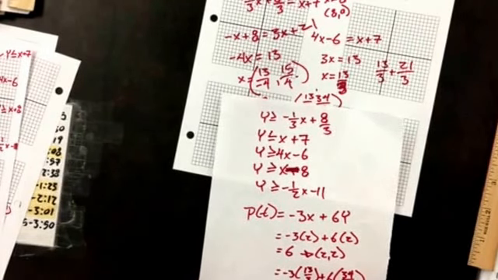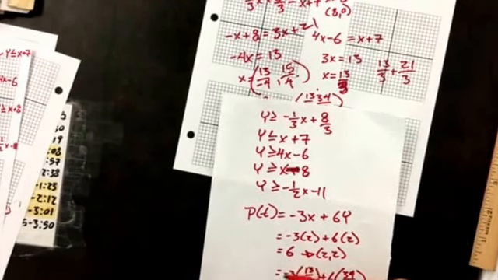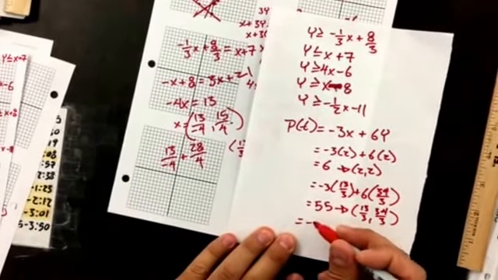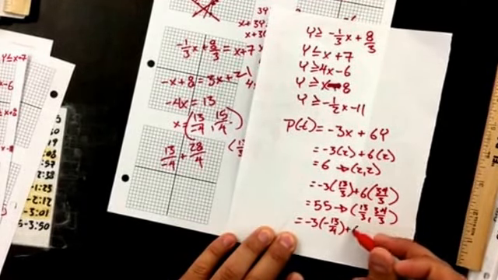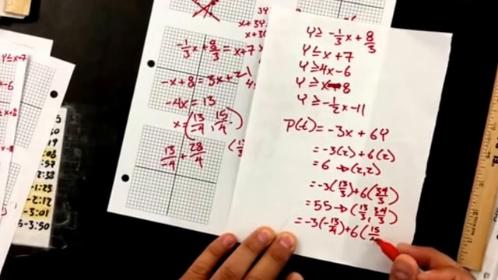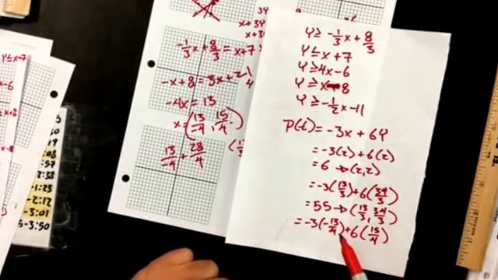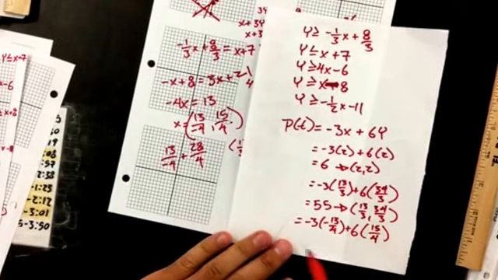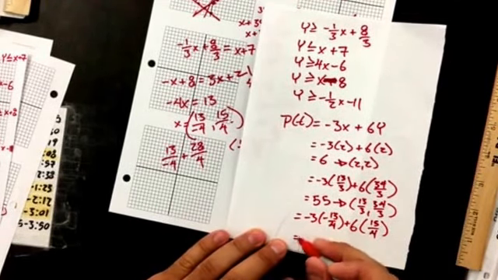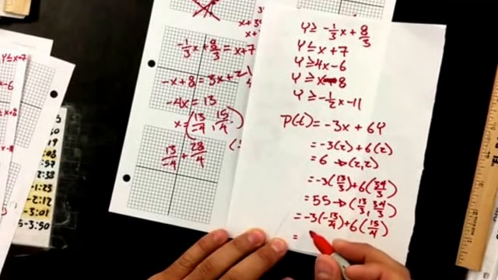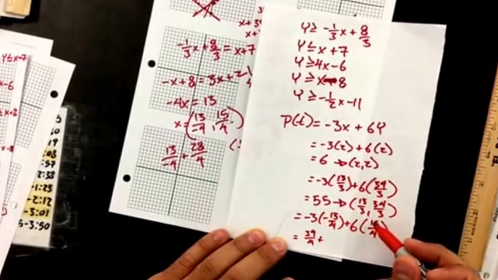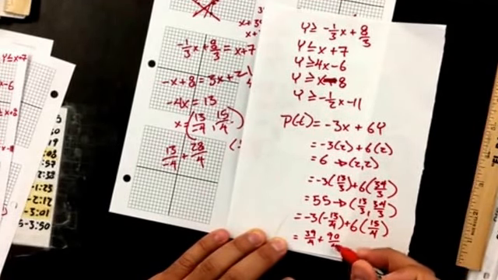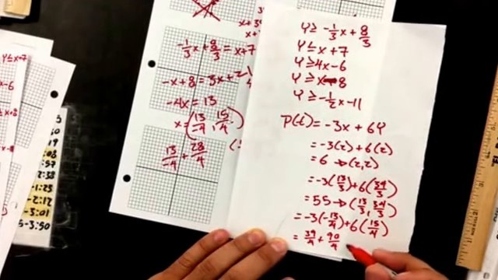Right now, this is my minimum value. This is my maximum value. This is my minimum. But let's see what the last one does for us. -3 times -13 over 4, plus 6 times 15 over 4. These are going to give me fractions. This is going to be positive 39 over 4. This is going to be 90 over 4, positive as well. So that's going to be 129 over 4.